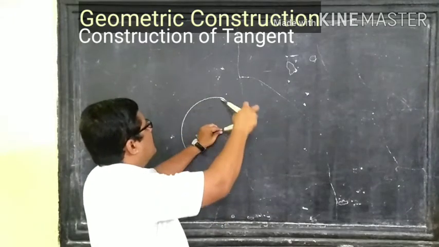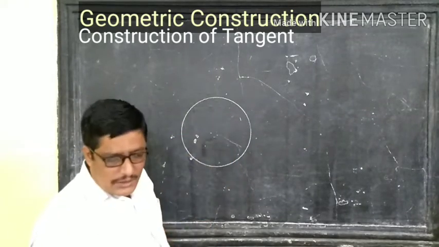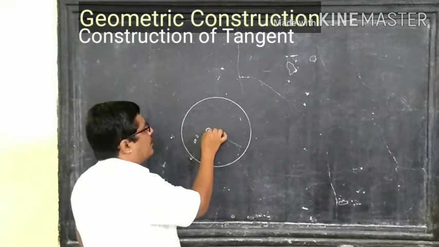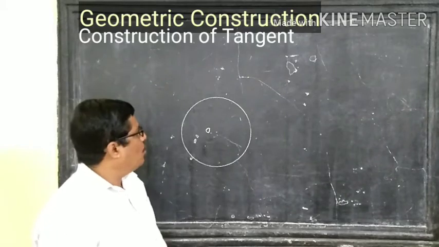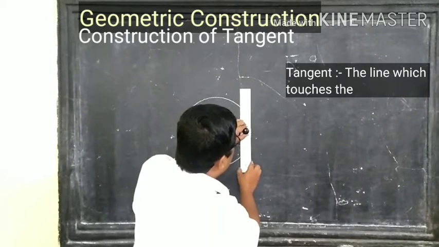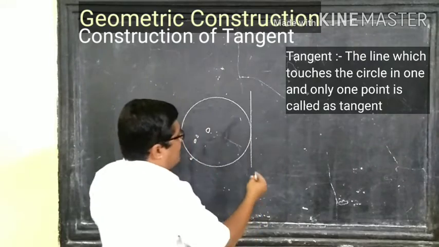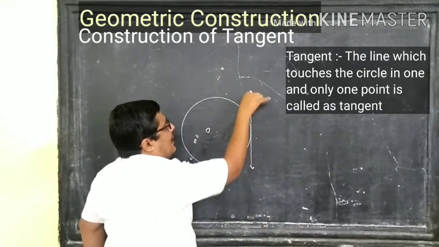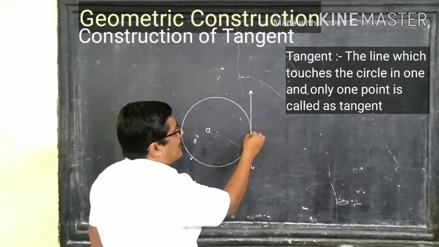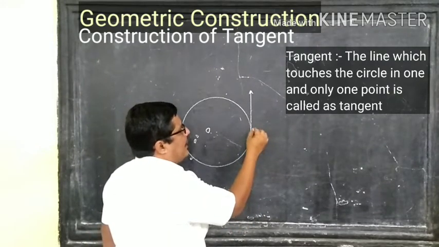A circle is a set of all points which are equidistant from a fixed point. So this is a circle. Now we can name this circle with the name of its center. So this is the circle with center O. Now if we draw a line which touches the circle in one and only one point, then that line is called a tangent. The point where that line touches the circle is called the point of contact.